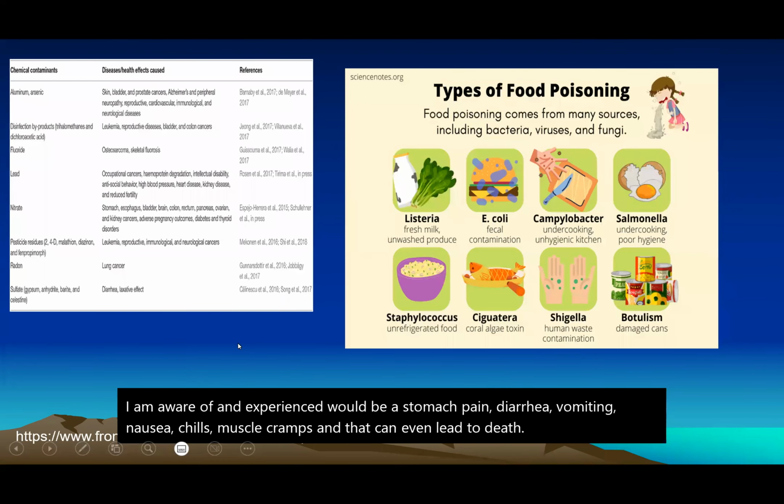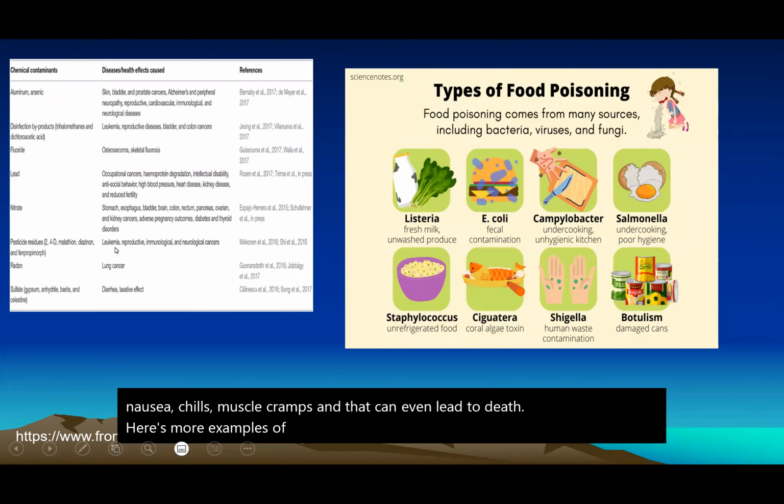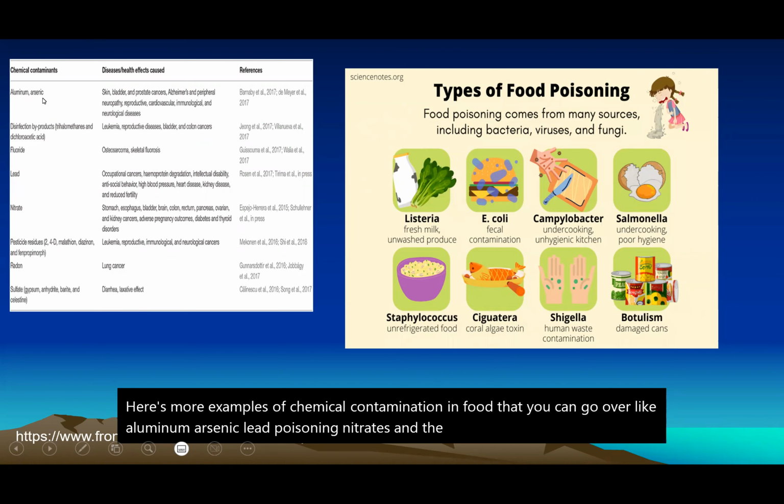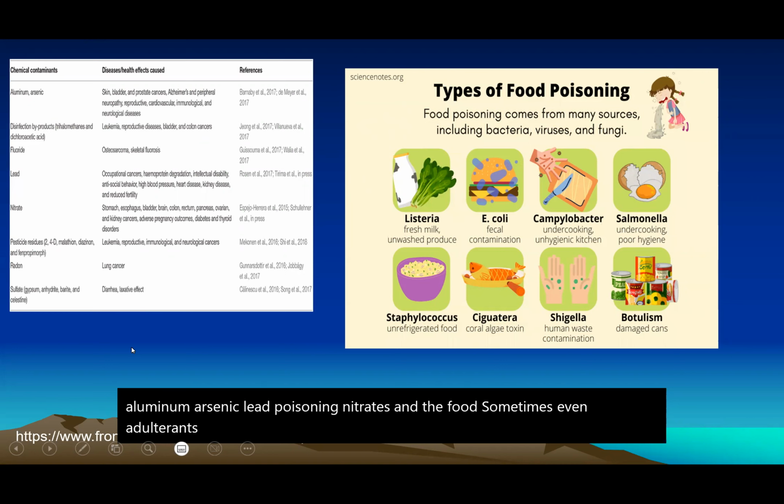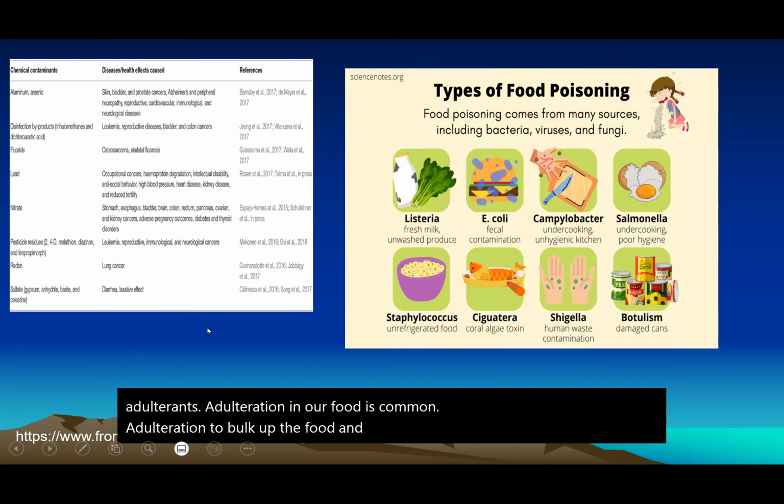Here's more examples of chemical contamination in food that you can go over, like aluminum, arsenic, lead poisoning, nitrates in the food. Sometimes even adulteration in our food is common. Adulteration to bulk up the food and to improve profits at the cost of the consumer's health.